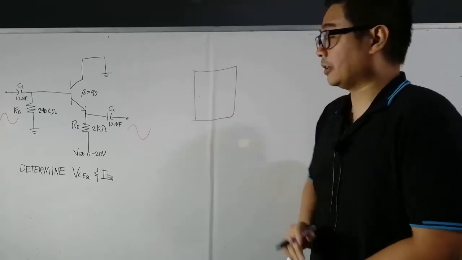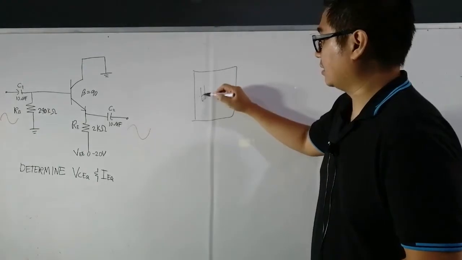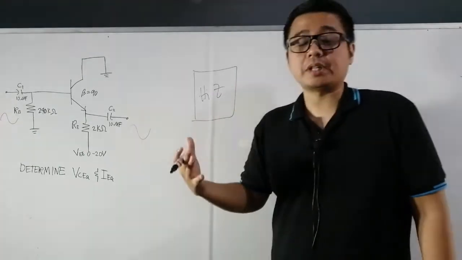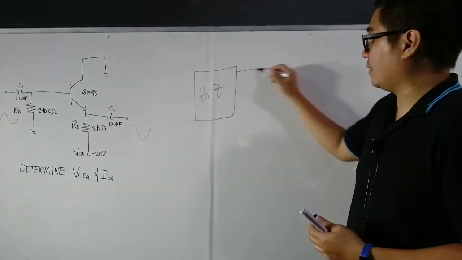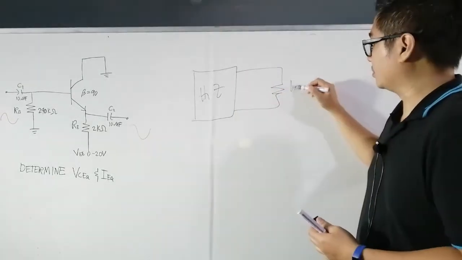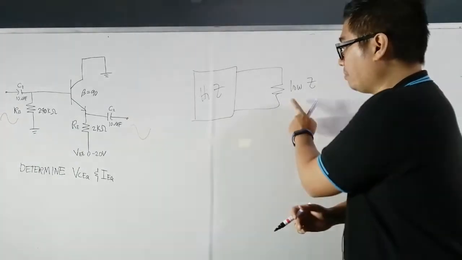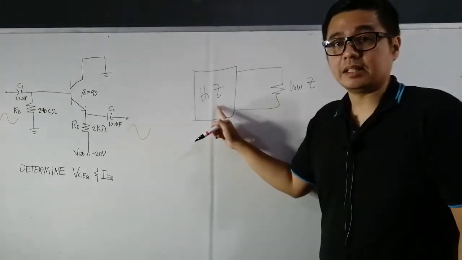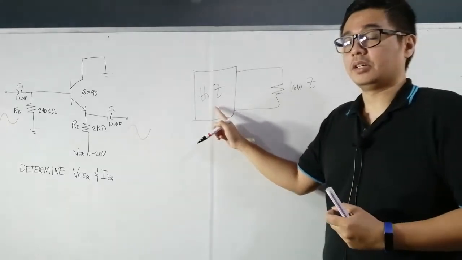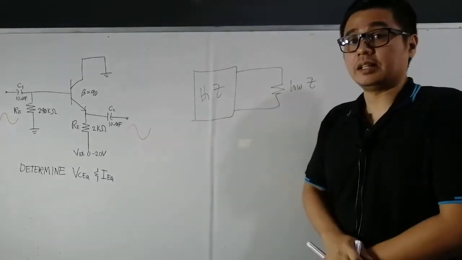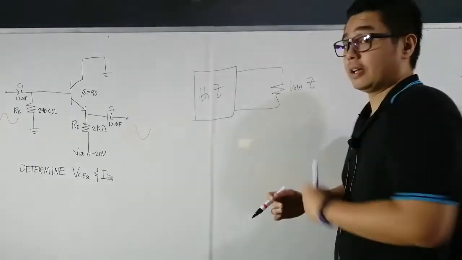For example, we have a high impedance source. So this is high impedance. It produces, for example, a sine wave output. And we have a low impedance load. If we directly connect the low impedance load to the high impedance circuit, which provides the signal, what will happen is our signal will become smaller. Because we now have the loading effect.